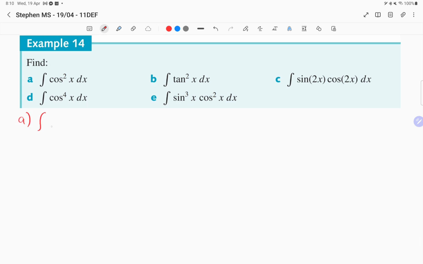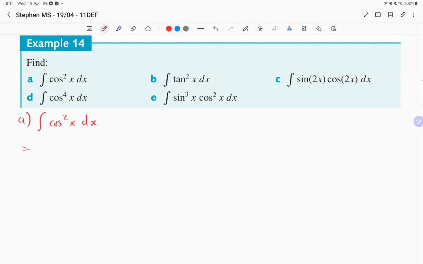Okay, let's start with question A. Antiderive cos squared x dx. What do you think we'll use here? Can't remember. Probably the sine one. Either A or B, I reckon it's an easy one.